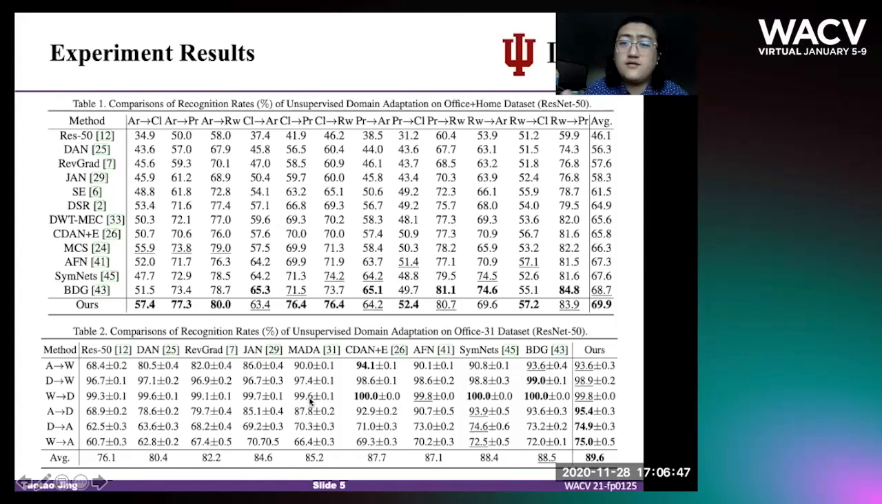And here are some results of our experiments. We apply our model to 2 widely used domain adaptation tasks. First one is the Office-Home. The other one is the Office-31. Now we see that our model achieved the best performance on both benchmarks and beat the state-of-the-art results by over 1%.